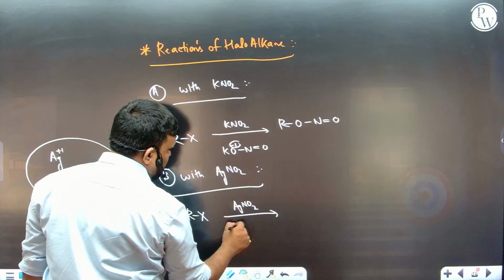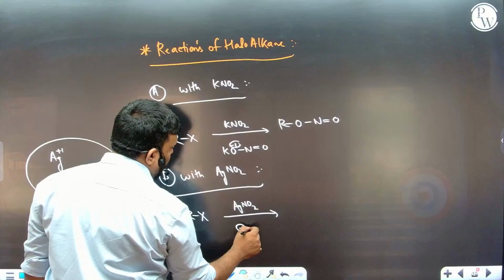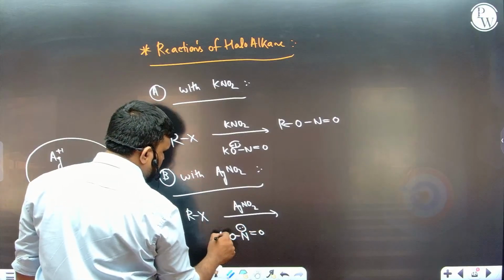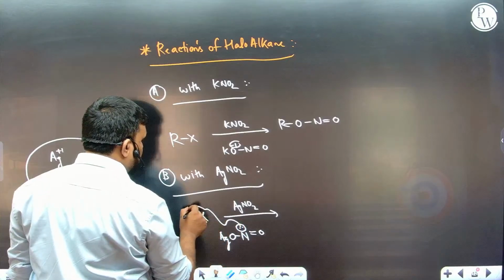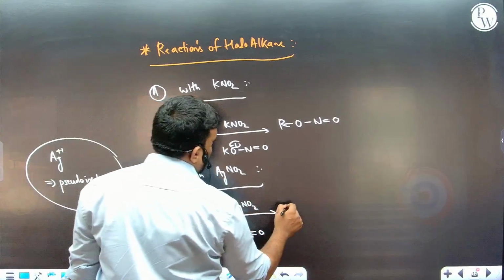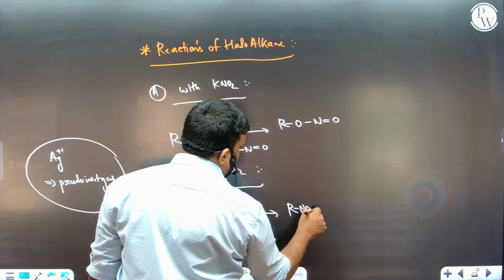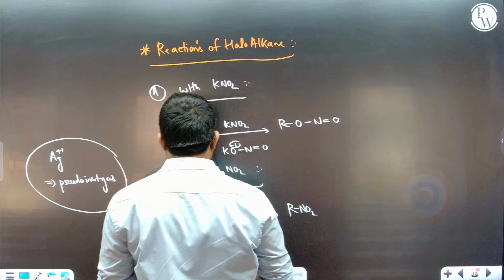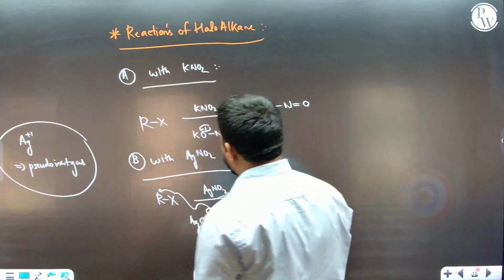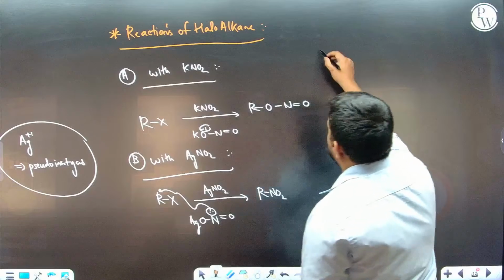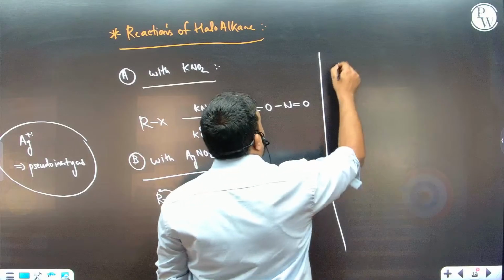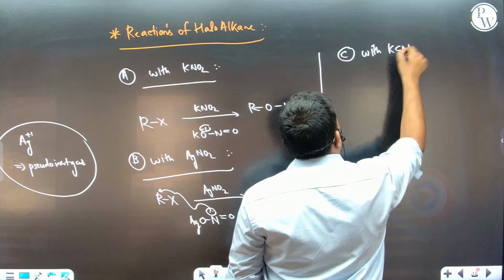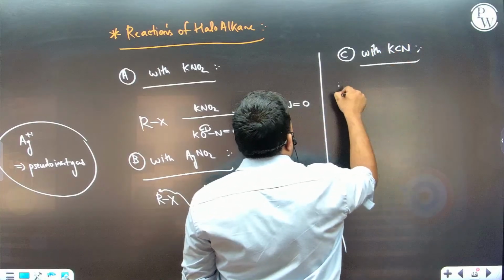So in this case the nitrogen lone pair is going to play a very important role. This time this nitrogen lone pair is going to attack and we are going to get RNO2 as a product. Okay, so this was all about reaction with KNO2 and AgNO2. Similarly we can have reaction with KCN and AgCN.